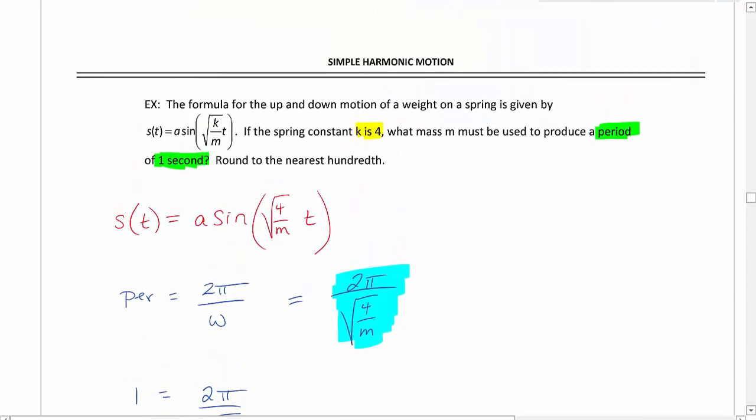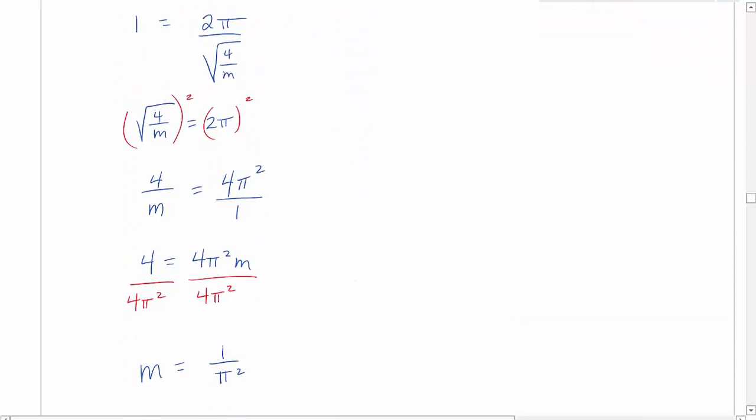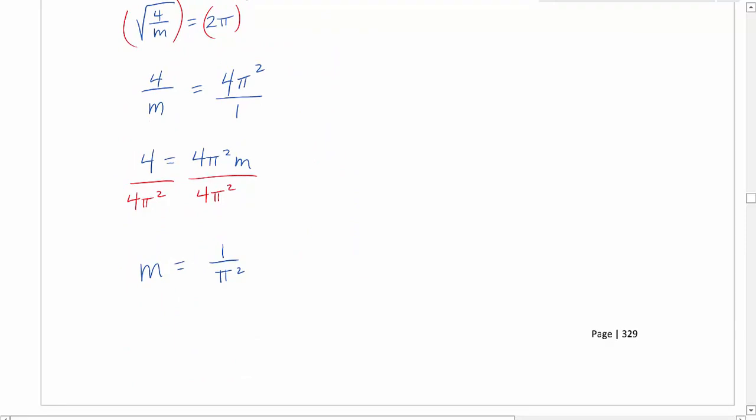Let's see if we needed to round. Yep, we want to round to the nearest hundredth. So we'll plug that into our calculator and get 0.10.